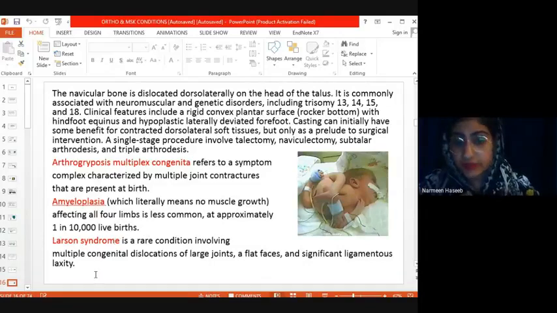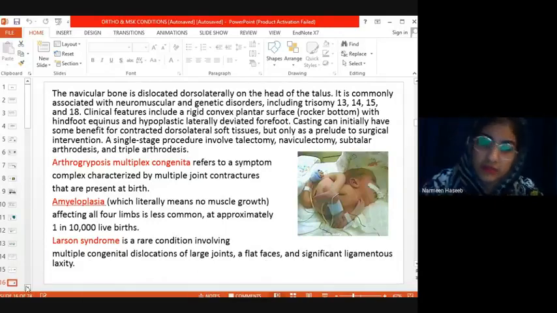Larsen syndrome is a rare condition involving multiple congenital dislocations of large joints, flat faces, and significant ligamentous laxity. So, in Larsen syndrome, we are going to have a number of dislocations at all the large joints, flat faces, and significant ligamentous laxity.